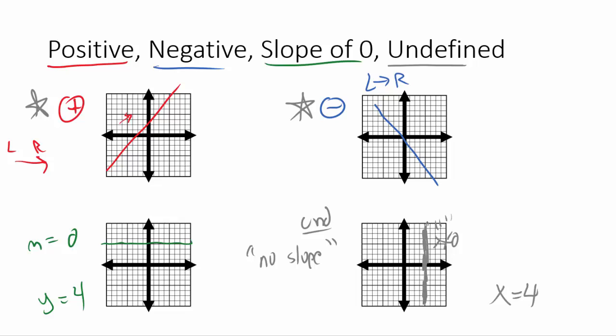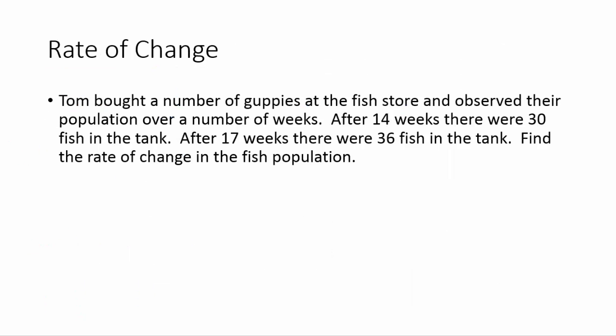You got one more to look at. We'll look at the rate of change in a word problem. Tom bought a number of guppies at the fish store and observed their population over a number of weeks. After 14 weeks, there were 30 fish in the tank. After 17 weeks, there were 36 fish in the tank. Find the rate of change in the fish population.